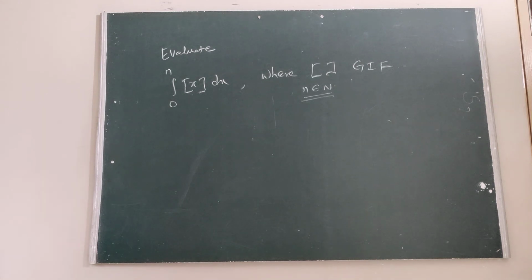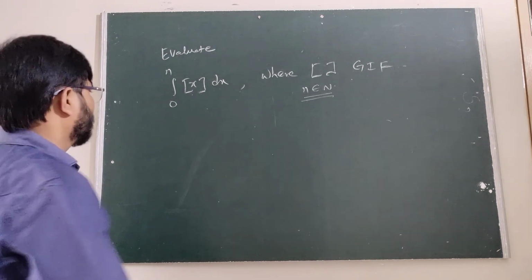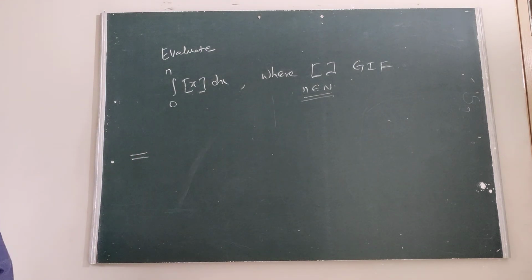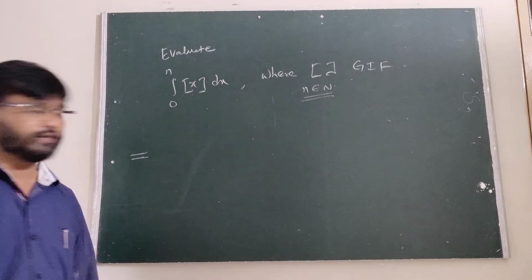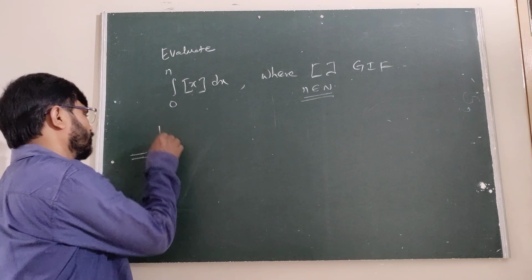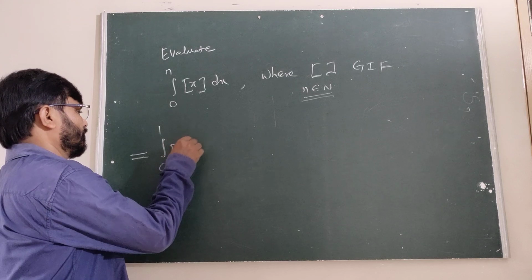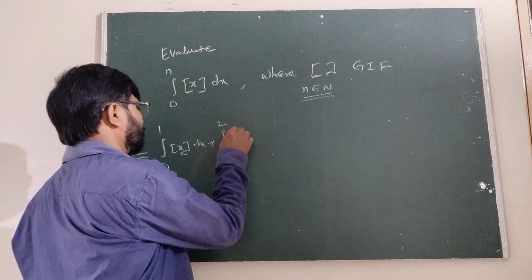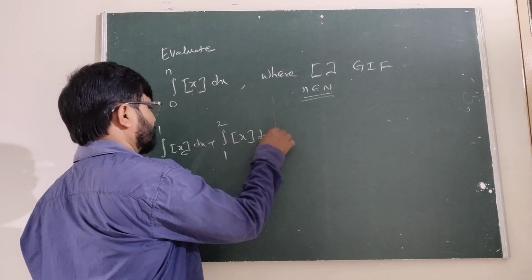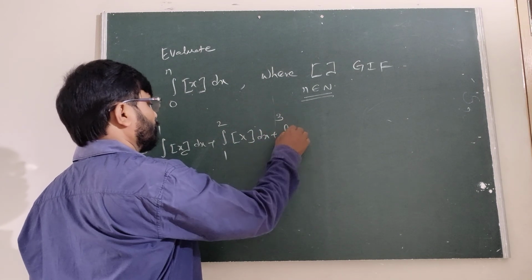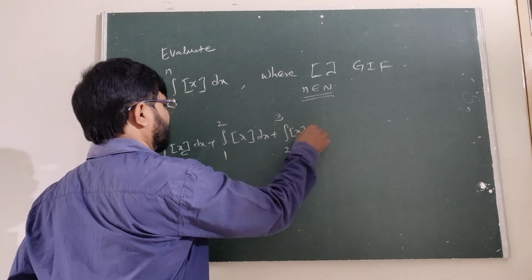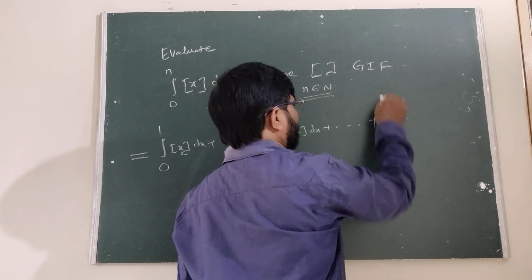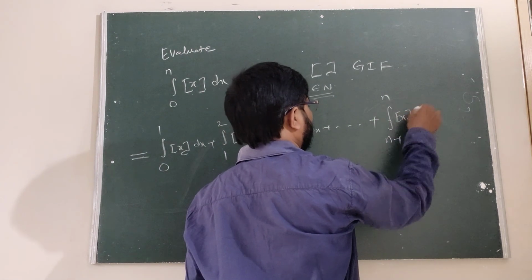How do we write this? We can write it simply as the intervals 0 to 1, 1 to 2, 2 to 3 and so on. First, the integral from 0 to 1 of [x] dx, then 1 to 2 of [x] dx, then 2 to 3 of [x] dx, and up to n, that means the last one is n minus 1 to n of [x] dx.